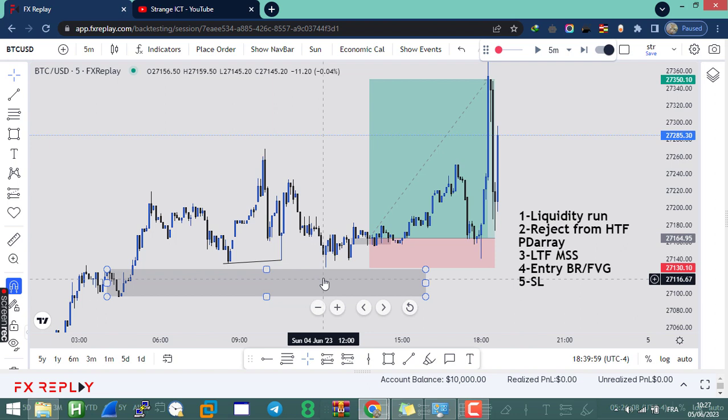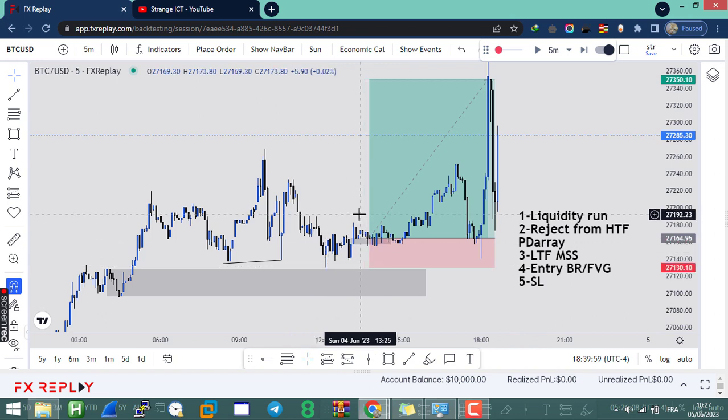To be honest with you guys, I entered here because I already knew that the lower time frame market structure shift would happen, because I have seen this setup form so many times. Thus I didn't wait for it. But for you guys who are new to this strategy, I want you to wait for that lower time frame market structure shift, because it will give you confidence.